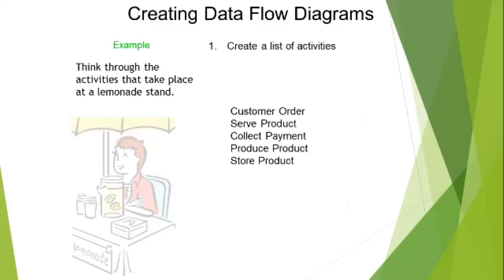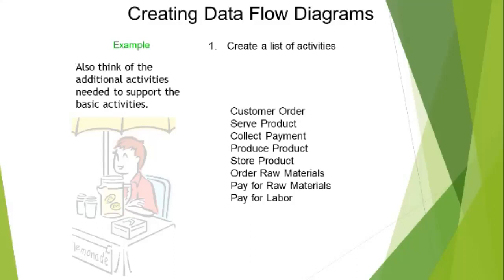Friends, in the first step, that is create a list of activities, the example is to think through the activities that take place at a lemonade stand: customer order, serve product, collect payment, produce product, and store the product.